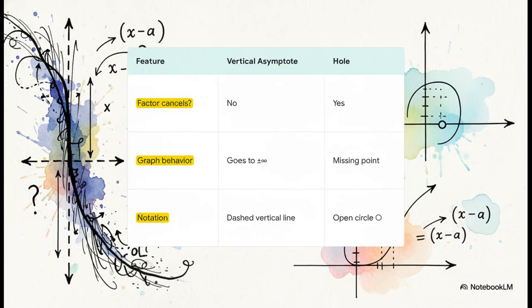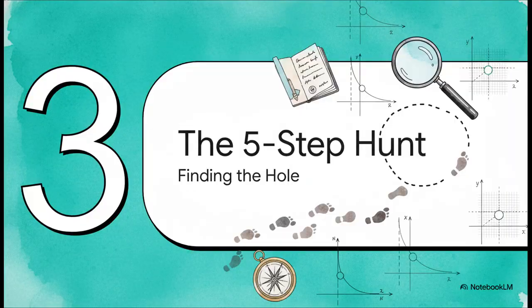This table really breaks it down. Look, for a vertical asymptote, the factor in the denominator sticks around. It does not cancel. For a hole, it absolutely does. With an asymptote, the graph goes nuts, flying off to infinity. With a hole, the graph just keeps on going, except for that one missing point, which we show with a little open circle.